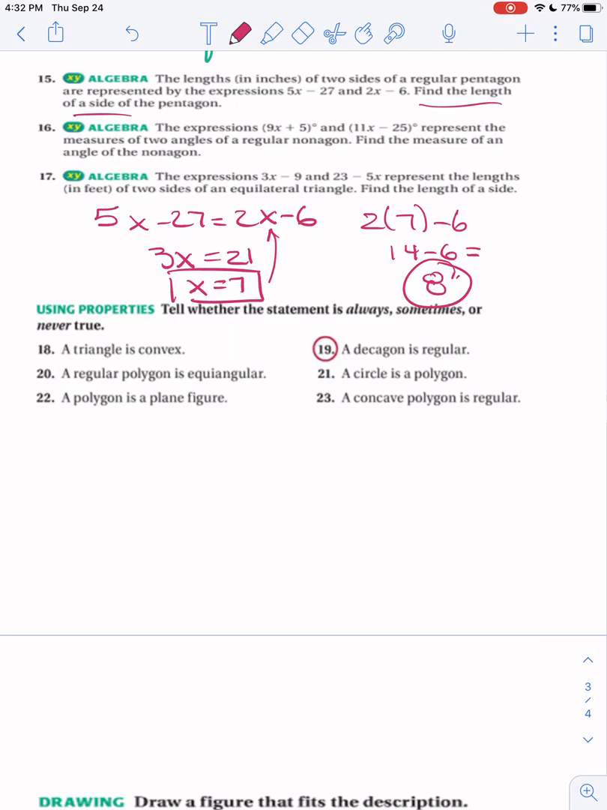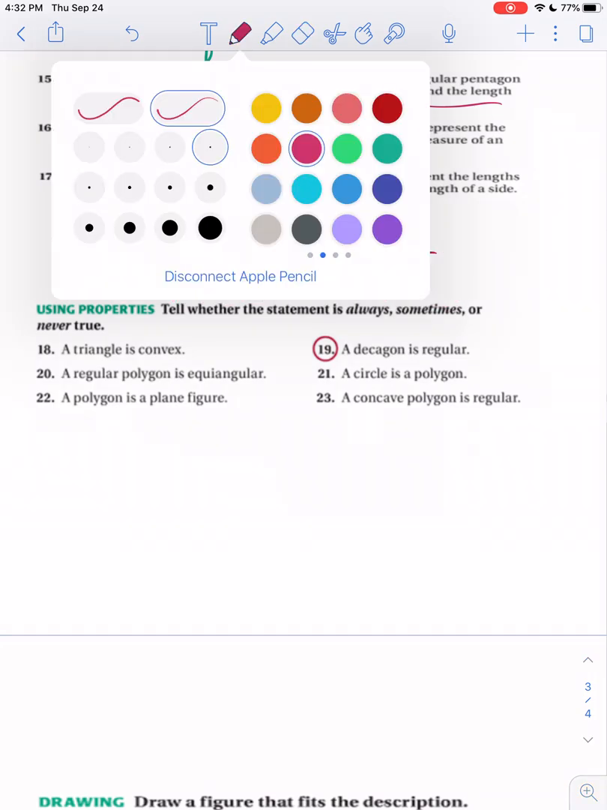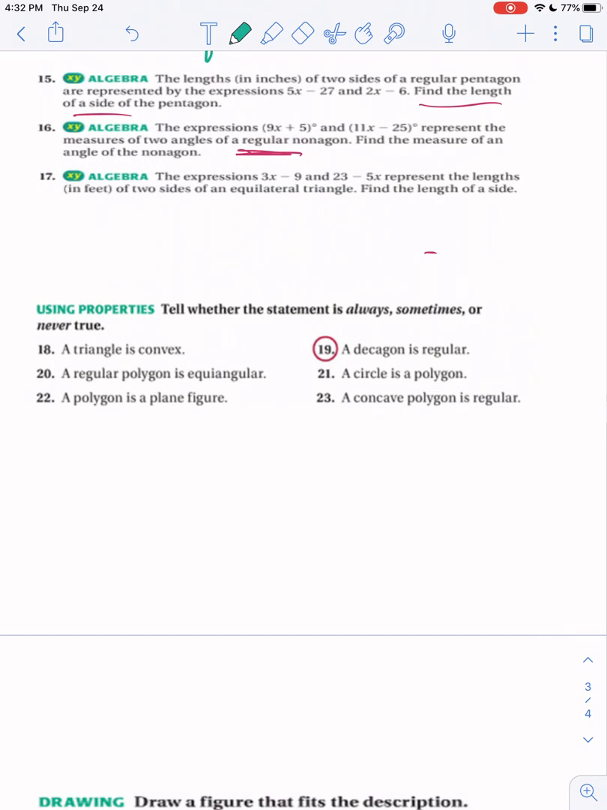Number 16 says the expressions 9x plus 5 and 11x minus 25 represent the measure of two angles of a regular nonagon. Again, there it is, regular. So we're going to set those two equal to each other. Let's make some room here. So we're going to say that 11x minus 25 equals 9x plus 5. So we get 2x and add 25 to both sides.